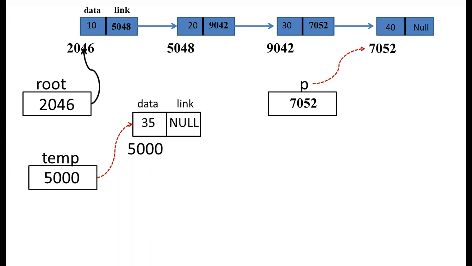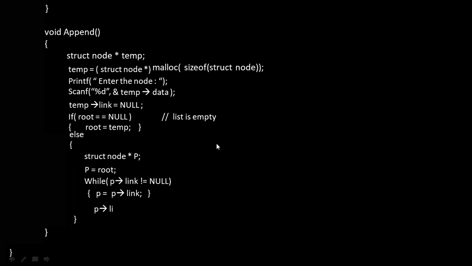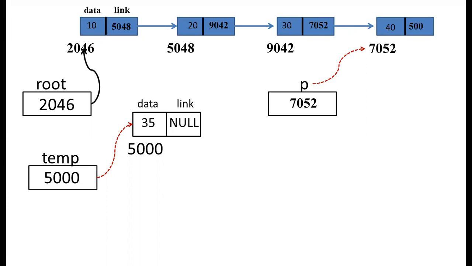So now very simple, how to add? The temp value we need to store here. So we have to store the value of temp, that is 5000, so that this node will be pointing to this particular node. So the temp value we are assigning to p2 link. So here the 5000 value will be stored in p2 link, so it will be pointing here. So the fourth node is connected to the fifth node.